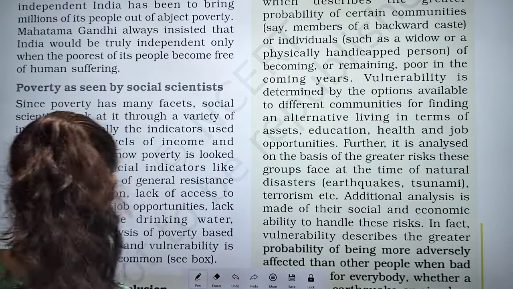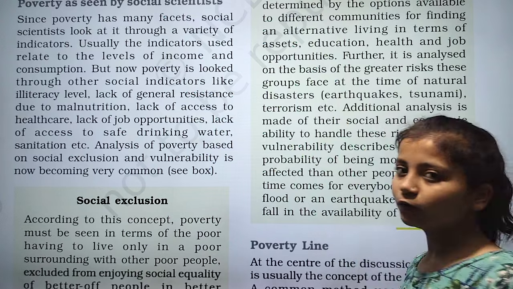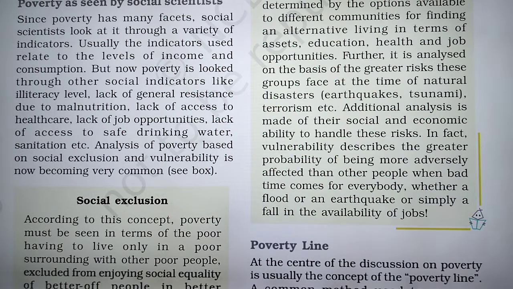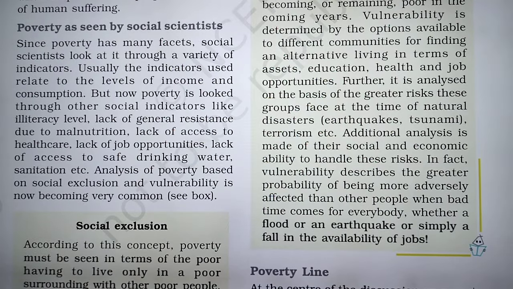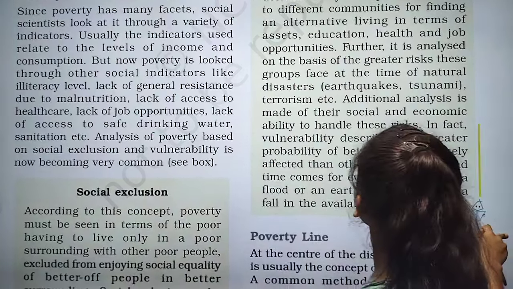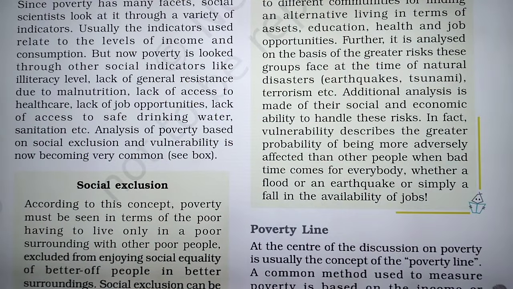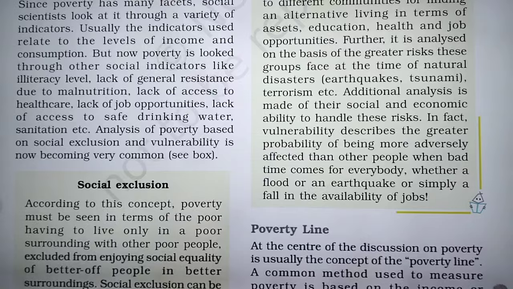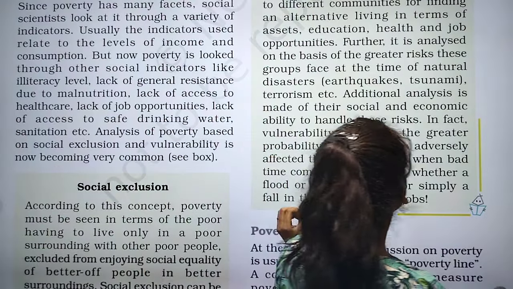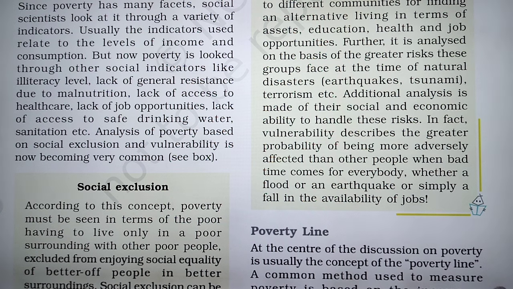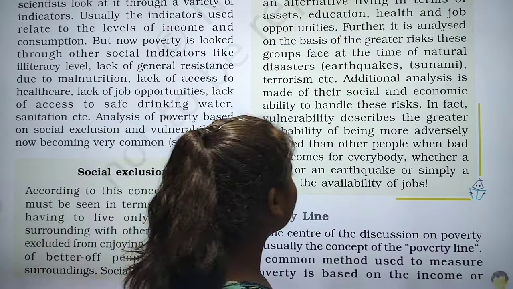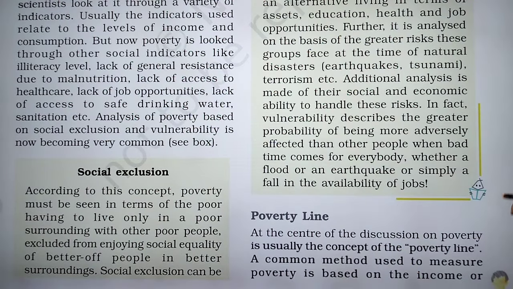It means an additional analysis of whether you can manage natural calamities like earthquake, tsunami, terrorism, drought, and pandemic, and handle this type of risk. In fact, vulnerability describes the greater probability of being adversely affected than other people when bad times come for everybody, whether a flood, an earthquake, or simply a fall in the availability of jobs.